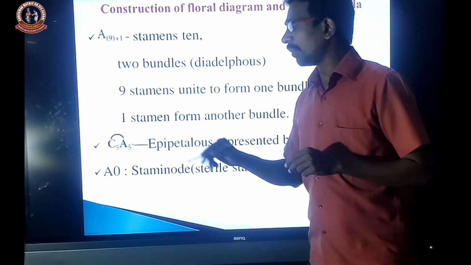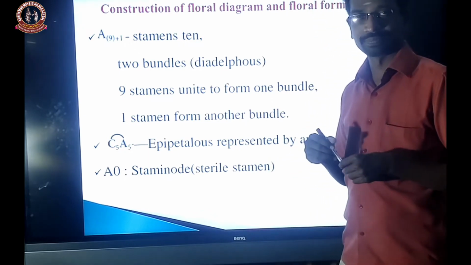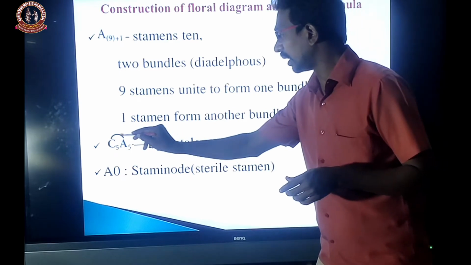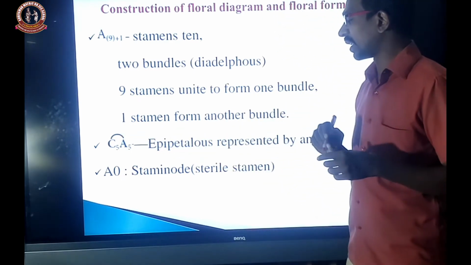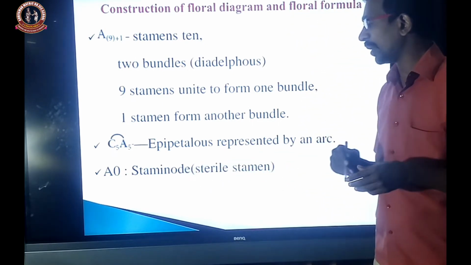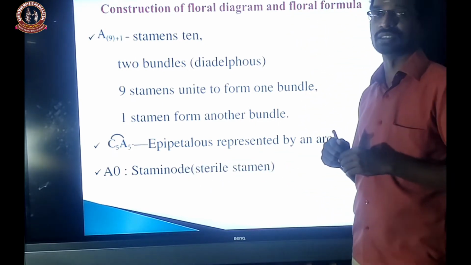And the arch will represent epipetalous stamen. This arch is represented C with the A. This arch is represented epipetalous stamen. And A0 will represent a staminode, that is sterile stamen, infertile stamen.